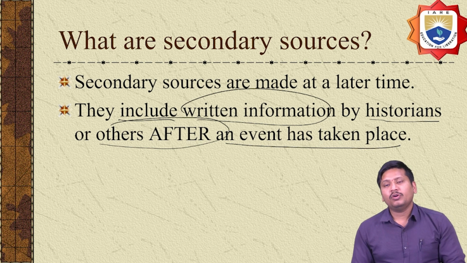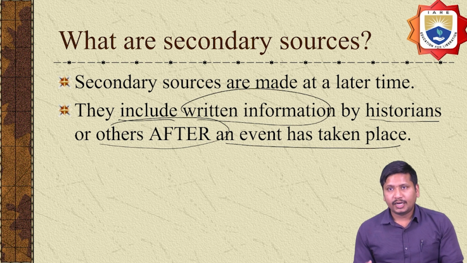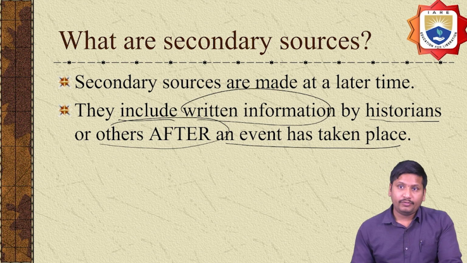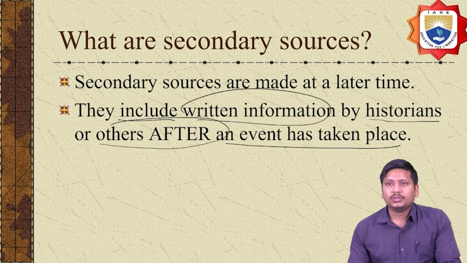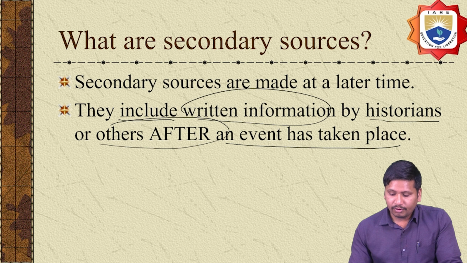So some event is going on, right? Once that event is done, whatever information is produced after that event should be an example of a secondary source. So secondary sources are made at a later time, and they can include information by historians or others after an event has taken place.